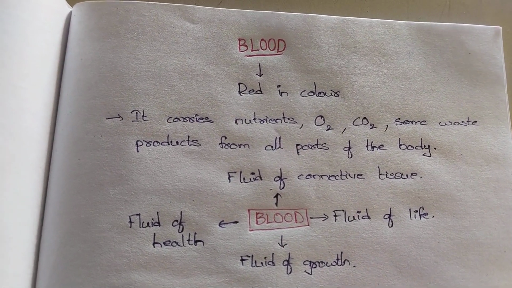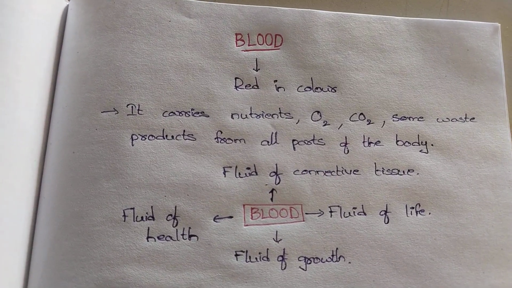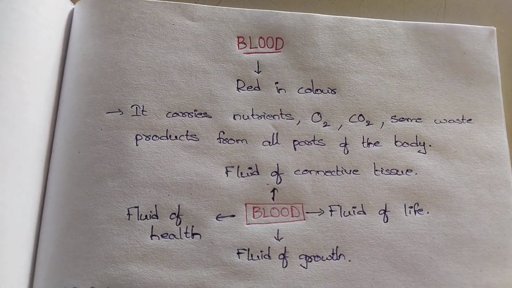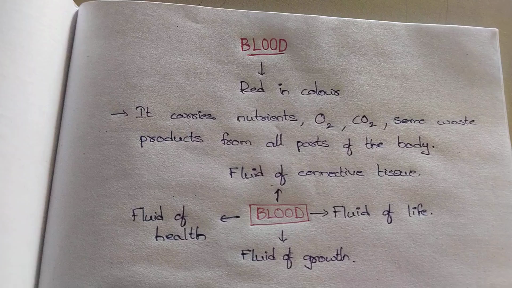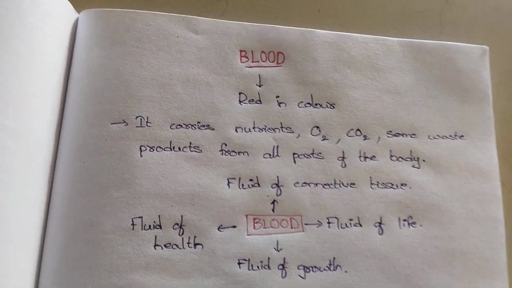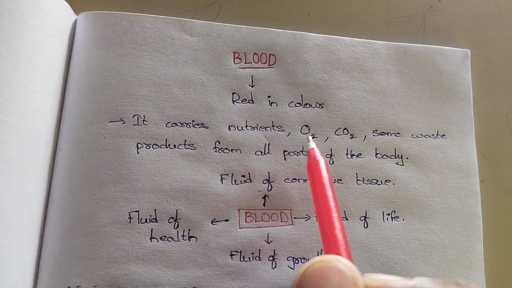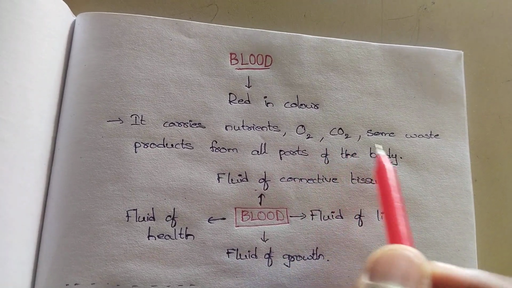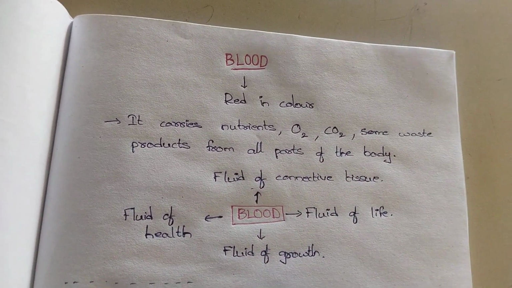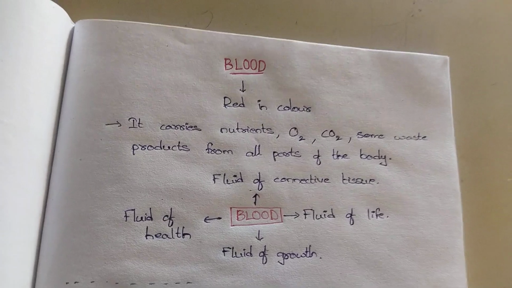Today we will discuss blood and its components. The introduction: blood is red in color. Actually, the blood carries nutrients, oxygen, carbon dioxide, and some waste products from all the parts of the body.